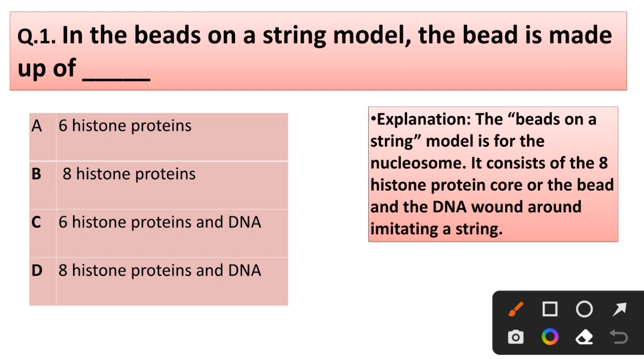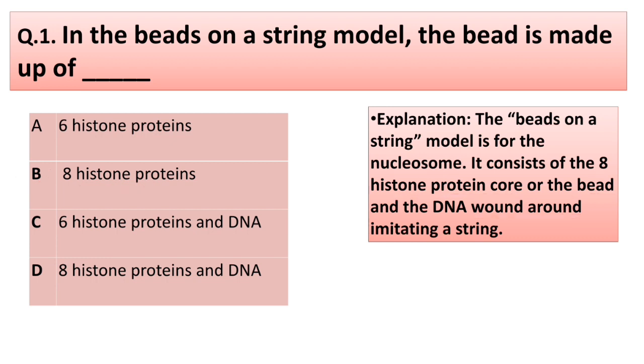Question number 1. In the beads on string model, the bead is made up of: 6 histone proteins, 8 histone proteins, 6 histone proteins and DNA, or 8 histone proteins and DNA. Correct answer is option B, 8 histone proteins. The beads on a string model is for the nucleosome. It consists of the 8 histone protein core as the bead, and the DNA found around it, forming the string.